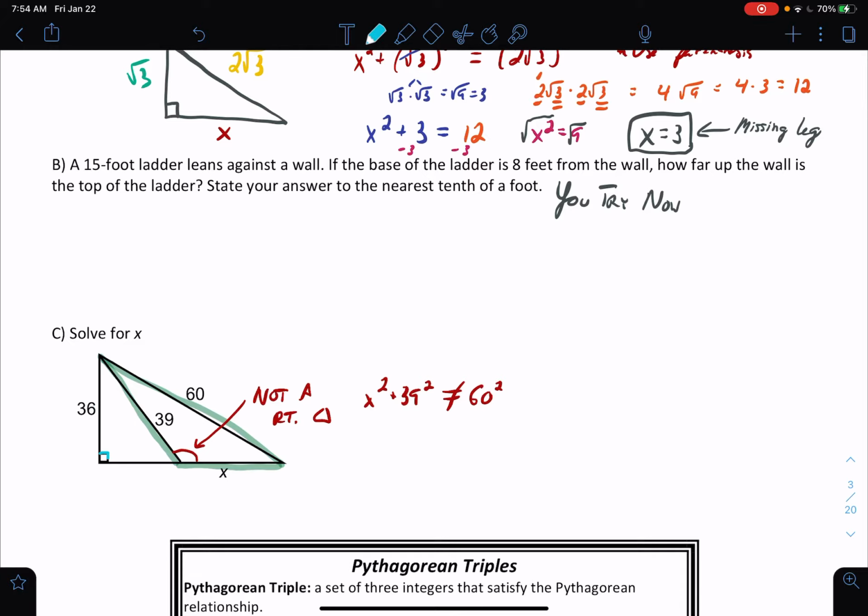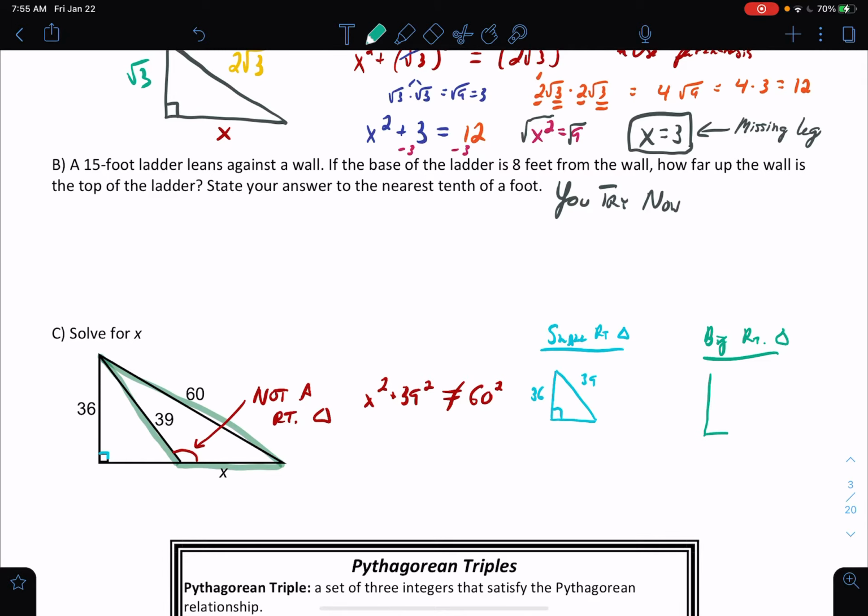So if I draw the small triangle, 36 is this leg, 39 is the hypotenuse, because that's opposite the 90-degree angle. And we don't know this bottom leg. What about the big right triangle?